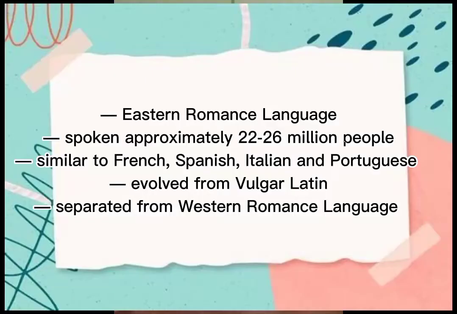Romanian is an Eastern Romance language spoken by approximately 22 to 26 million people as a native language, primarily in Romania, and by others as a second language. Few know that Romanian is a Romance language similar to French, Spanish, Italian, and Portuguese, evolved from several dialects of Vulgar Latin, which separated from the Western Romance languages in the course of the period from the 5th to the 8th centuries.